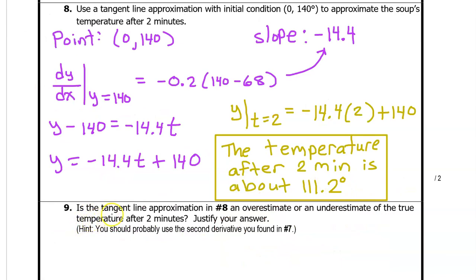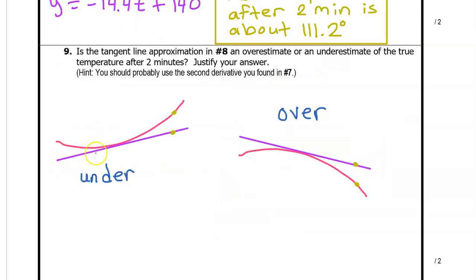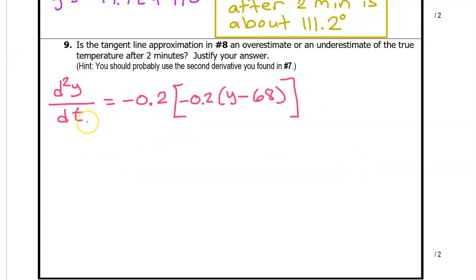Number 9. Is the tangent line approximation in number 8 an overestimate or an underestimate of the true temperature after 2 minutes? Justify your answer. A tangent line approximation will give you an underestimate when the curve is concave up, because the tangent line is always below the curve. It will give you an overestimate when the curve is concave down, because in that case the tangent line is always above the curve.